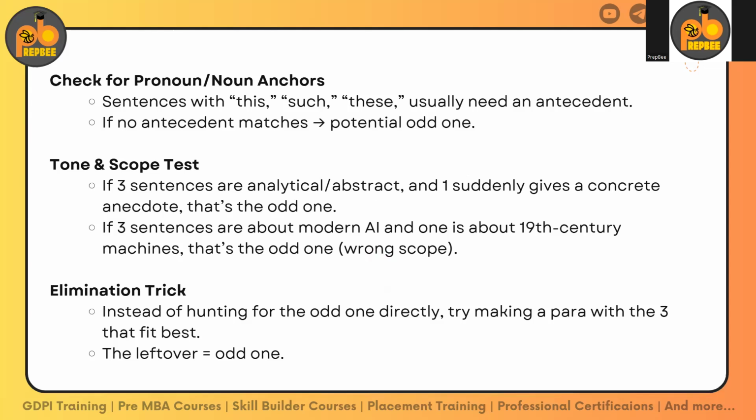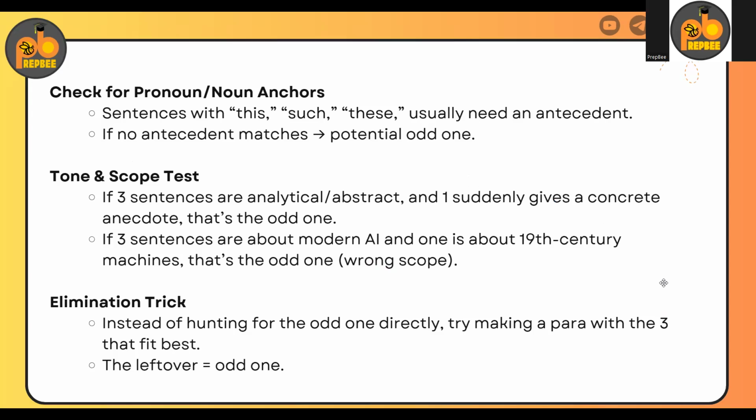Tone and scope test. If three sentences are analytical or abstract, and one sentence suddenly gives a concrete anecdote, that's the odd one. So if three sentences are analytical, and the fourth one is giving you a different kind of tone, then that can be your odd one out. If three sentences are talking about modern AI, and one is talking about 19th century machines, obviously that's the odd one out. That's the wrong scope. They are not related to each other.